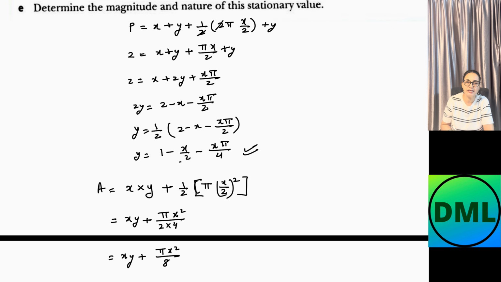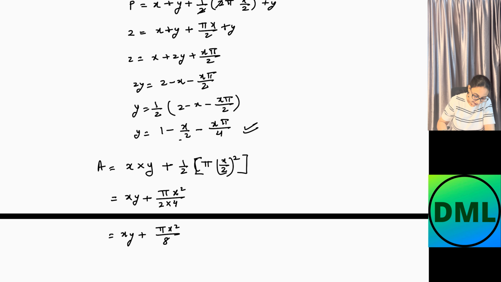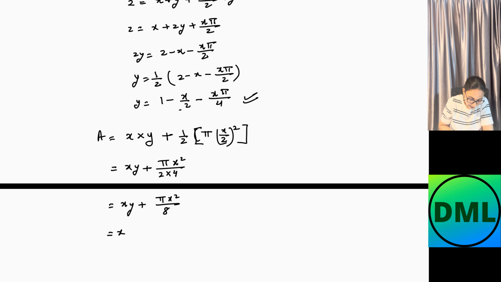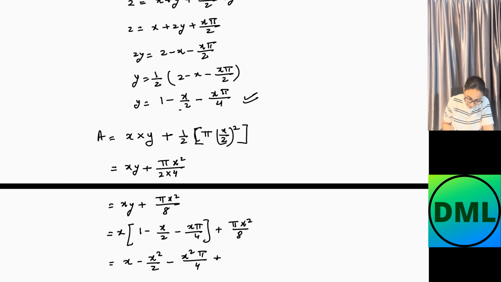I need to replace Y in terms of X, which is the relation here. I'll replace this Y here. Let's substitute the value here. X times the bracket 1 minus X by 2 minus X pi by 4, plus pi X squared by 8. If I multiply that inside, that will be written as X minus X squared by 2 minus X squared pi by 4 plus X squared pi by 8. I need to combine X squared pi by 4 and X squared pi by 8.